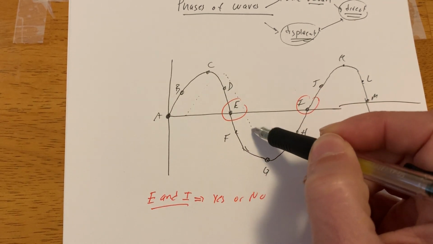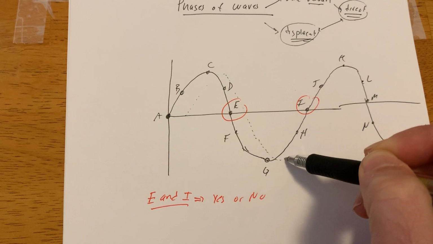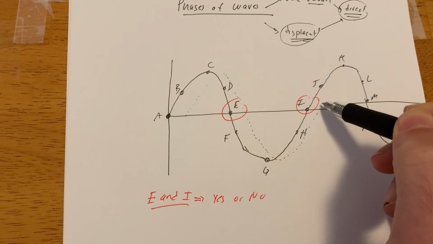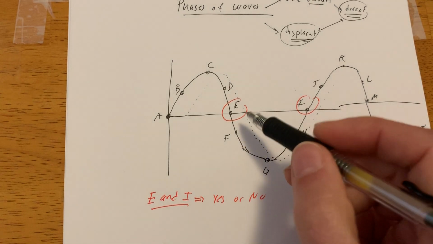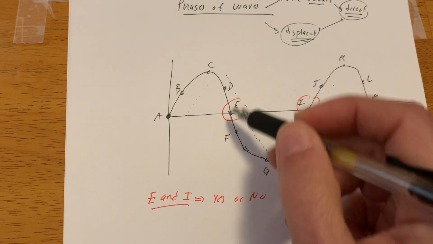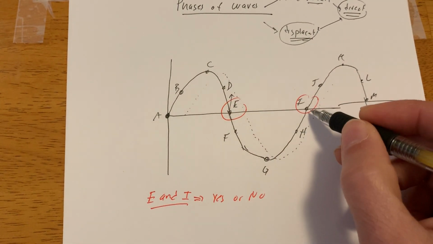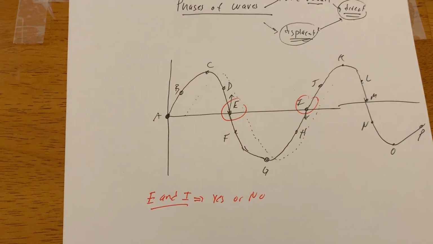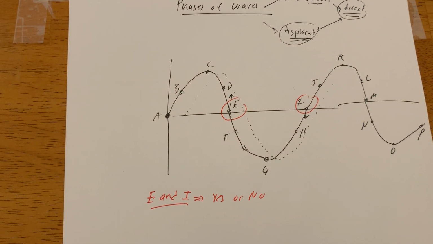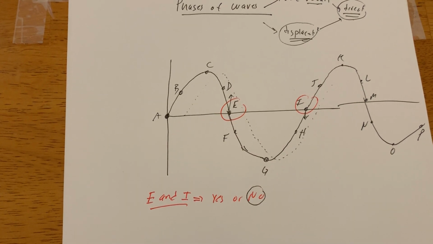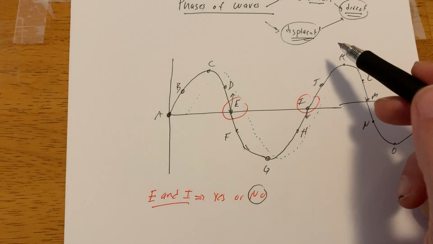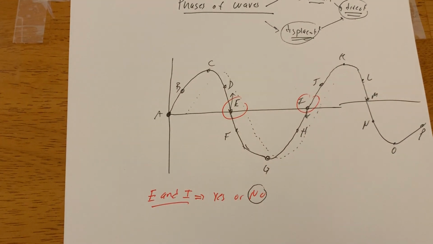Unfortunately, we're going to have to do our technique. We're going to have to move our wave, look at our wave at some instant in time later. There are my dotted lines. So let's take a look. Remember, E must be on the surface. So E is moving up, but I is moving down. So are E and I in phase? The answer is no. Why? Because they don't share both displacement and direction.